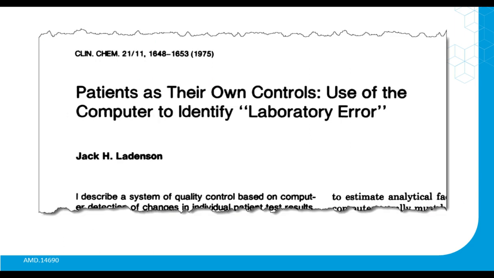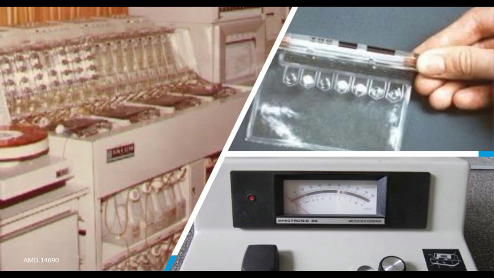I'm almost done with history, but bear with me a second. This is the actual excerpt from Dr. Jack Ladenson. I thought it was really timely. I wanted to show you that in 1975, someone was thinking about how they use technology and IT to actually catch errors in laboratory data. Amazingly forward-thinking. So a little bit more history, albeit it's my interpretation, right?